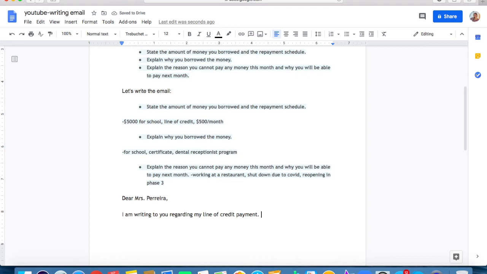So what you should do, especially if you really need a good mark for the CELPIP, is have different templates in your head for the different emails. You should have some formal templates, some semi-formal, some informal. Then on CELPIP test day, when you're under a time constraint, you just have these templates in your head, and they give you the situation, and you can just fill it in with the template. So instead of saying I'm writing to you regarding my line of credit, you could say I'm writing to you regarding whatever the situation is.